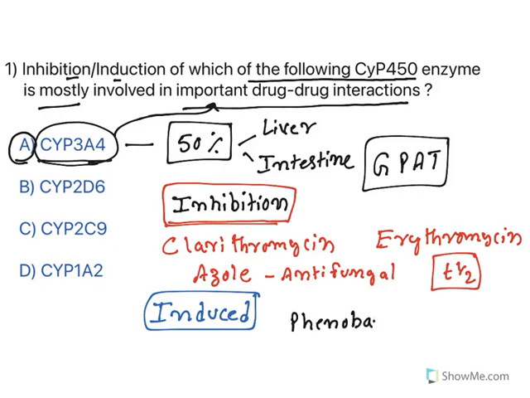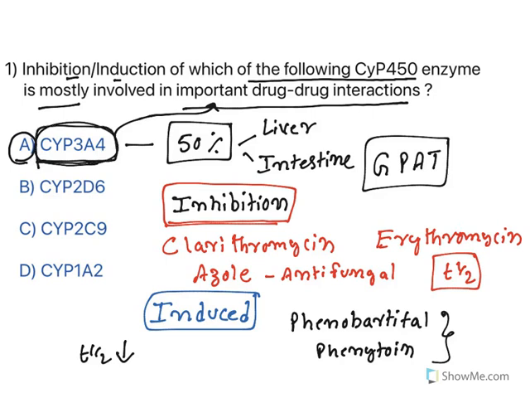Now, phenobarbital kind of drugs, when they are taken, enhance the enzyme activity. So, what happens? T-half of the drugs will go down. Not only phenobarbital, drugs like phenytoin and rifampicin are examples of inducers. So, the important one is the cytochrome P3A4 class, which is responsible for more than 50% of the drugs. The isozymes are present in the liver as well as the intestine. They can be inhibited by drugs like clarithromycin, erythromycin, azole antifungals, and induced by phenobarbital and phenytoin. So, the answer is the cytochrome P3A4 family.